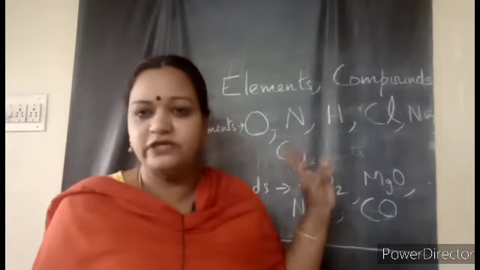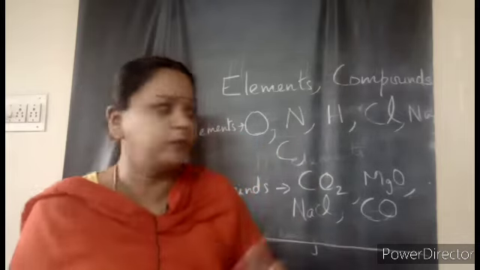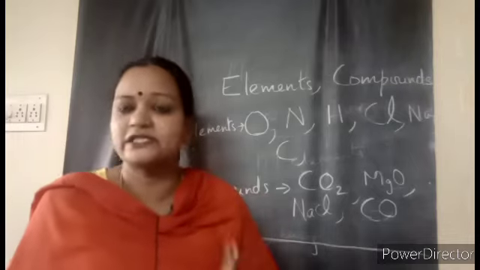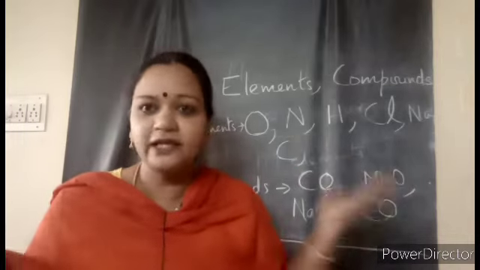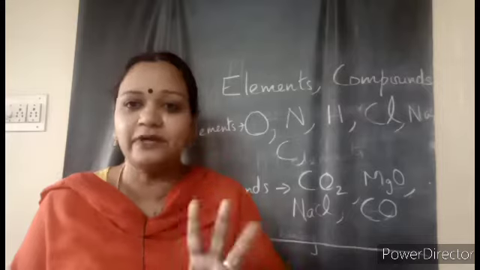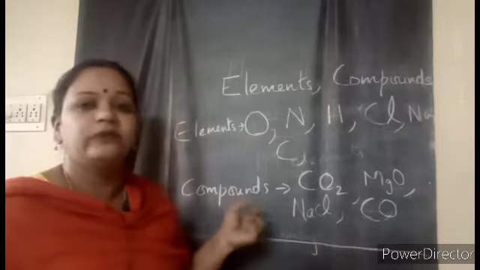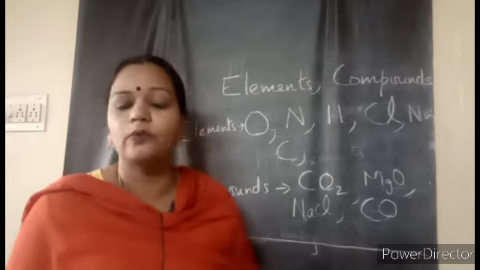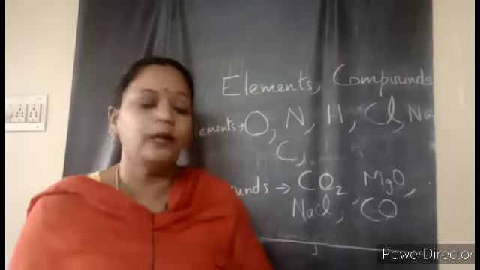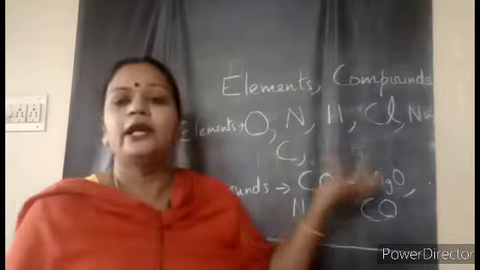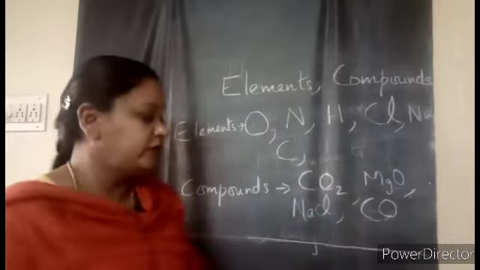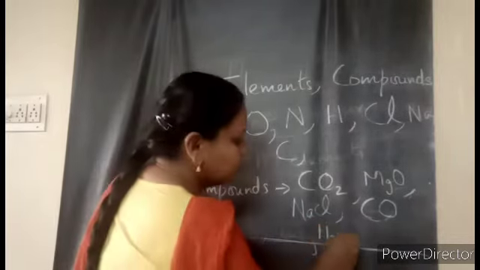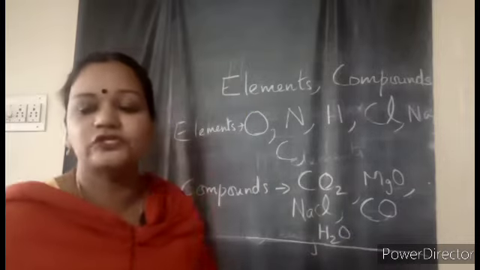Oxygen will exist as O2 in the gaseous form. Hydrogen also as H2 in the gaseous form. So these are all present in the air. They are the elements. And these elements will combine and form different compounds like carbon dioxide, carbon monoxide, sodium chloride, magnesium oxide, and we are left with the very important one, H2O. Yes, when H2O is not there, life is not possible.